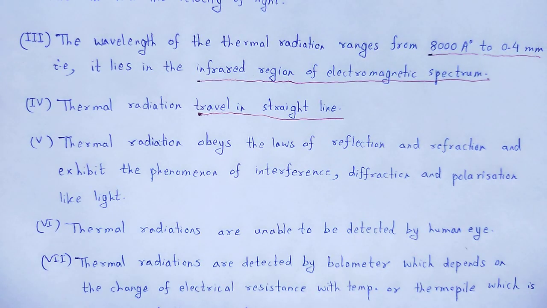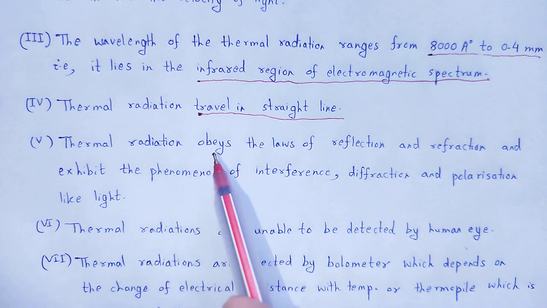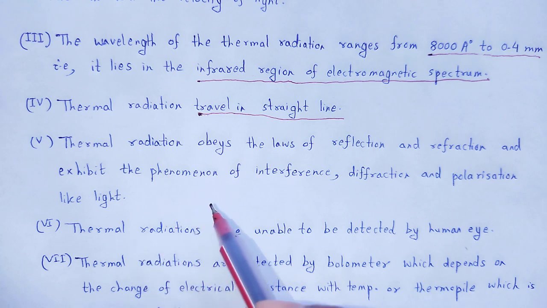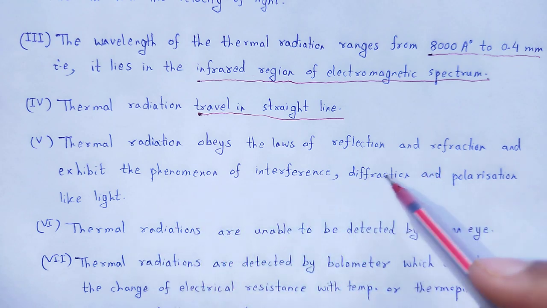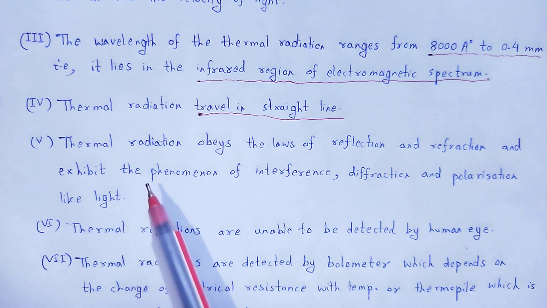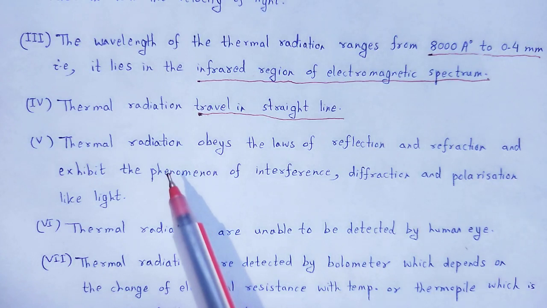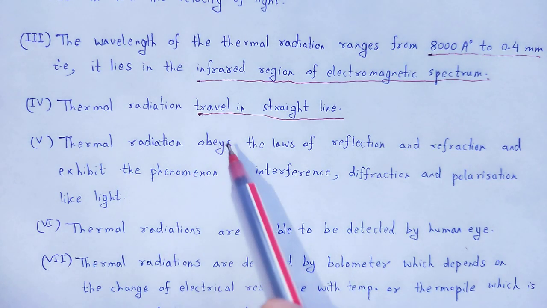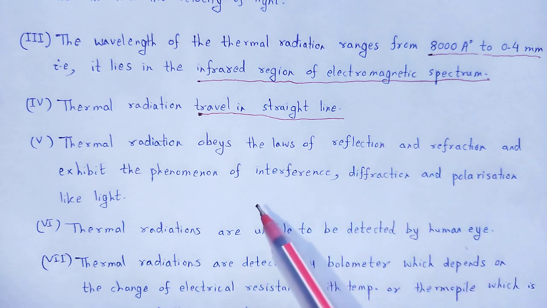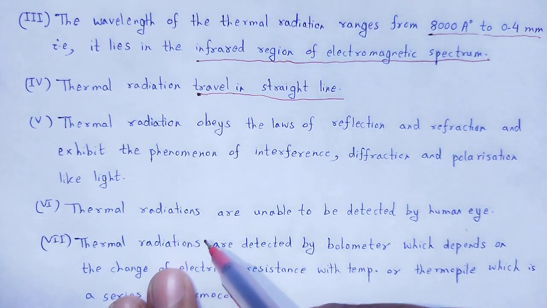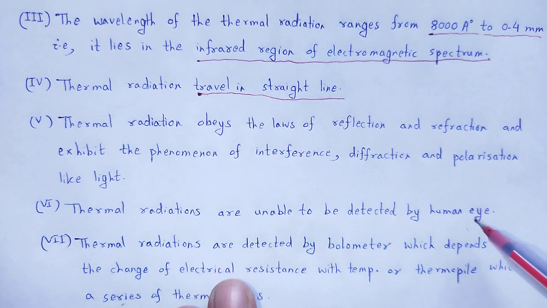Just like light, thermal radiation obeys the laws of reflection and refraction and exhibits the phenomenon of interference, diffraction and polarization like light. As we say, light is also an electromagnetic wave. Similar to light, such thermal radiations also obey the laws of reflection, refraction and the phenomena like interference, diffraction, polarization. Okay.